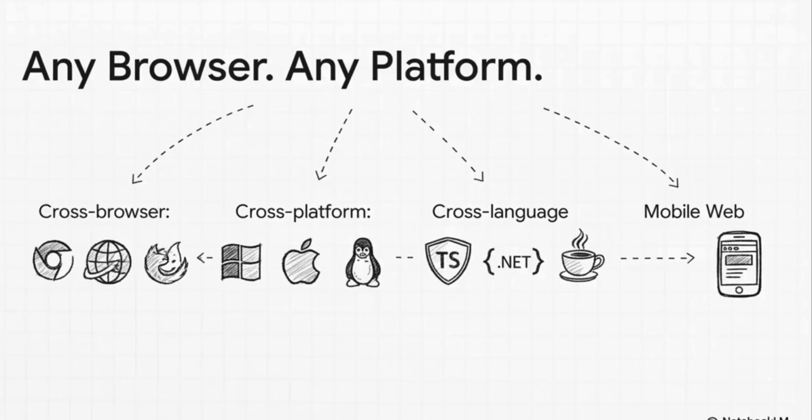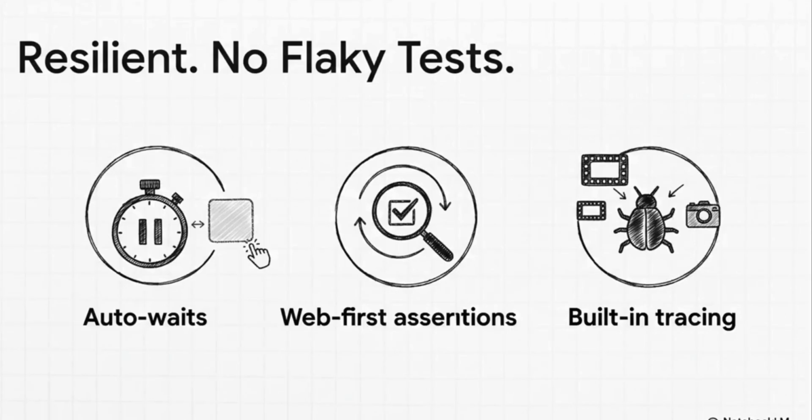And the first thing you'll notice is just how versatile this thing is. It's built on this idea of any browser, any platform, one API. What does that mean? It means you write your test once, and it runs on Chromium, which is Chrome and Edge, WebKit, which powers Safari, and Firefox. It doesn't matter if you're on Windows, Linux, or a Mac. And get this, you can write your tests in TypeScript, Python, .NET, or Java. It even does native mobile emulation. It's a lot.